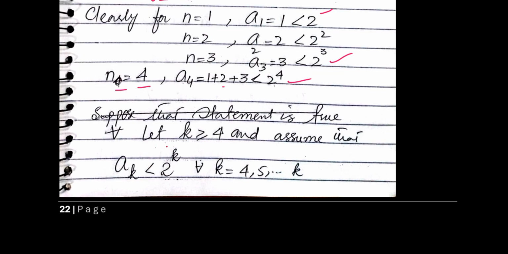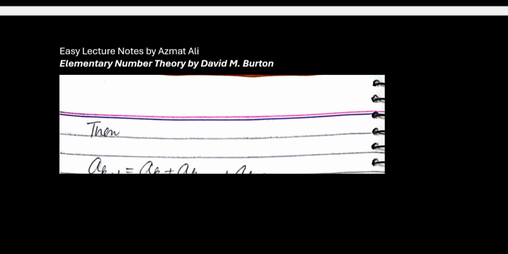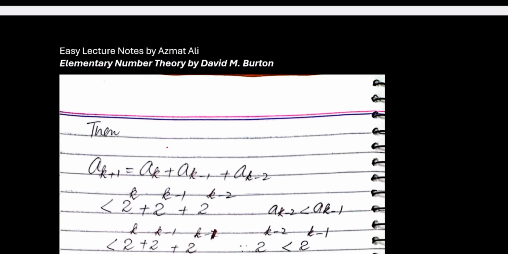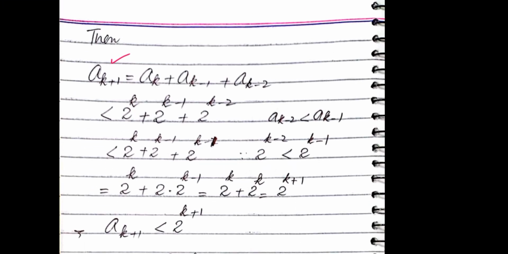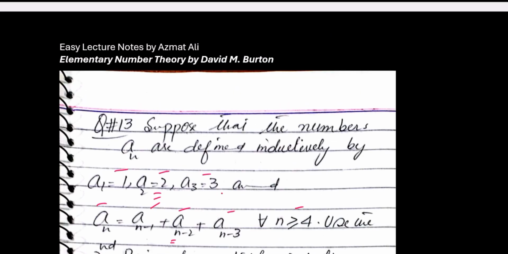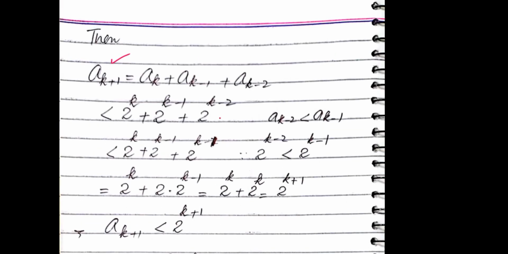Suppose the statement is true for all k greater than or equal to 4, and assume that a_k is less than 2 raised to power k for k equal to 4, 5, and so on up to k. Then we show that a_(k+1) is also true, as the nth term is a sum of the last three consecutive terms. So a_(k+1) is equal to a_k plus a_(k-1) plus a_(k-2).